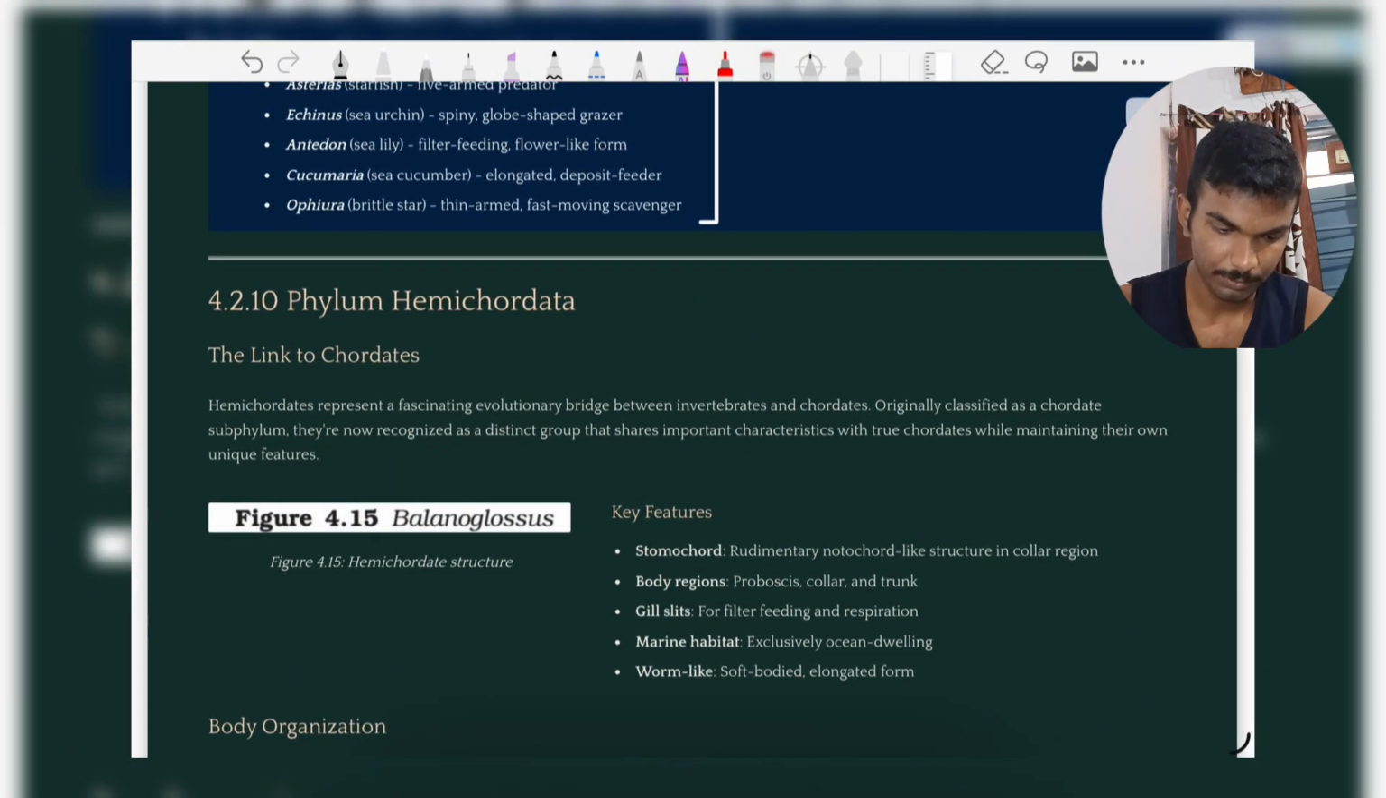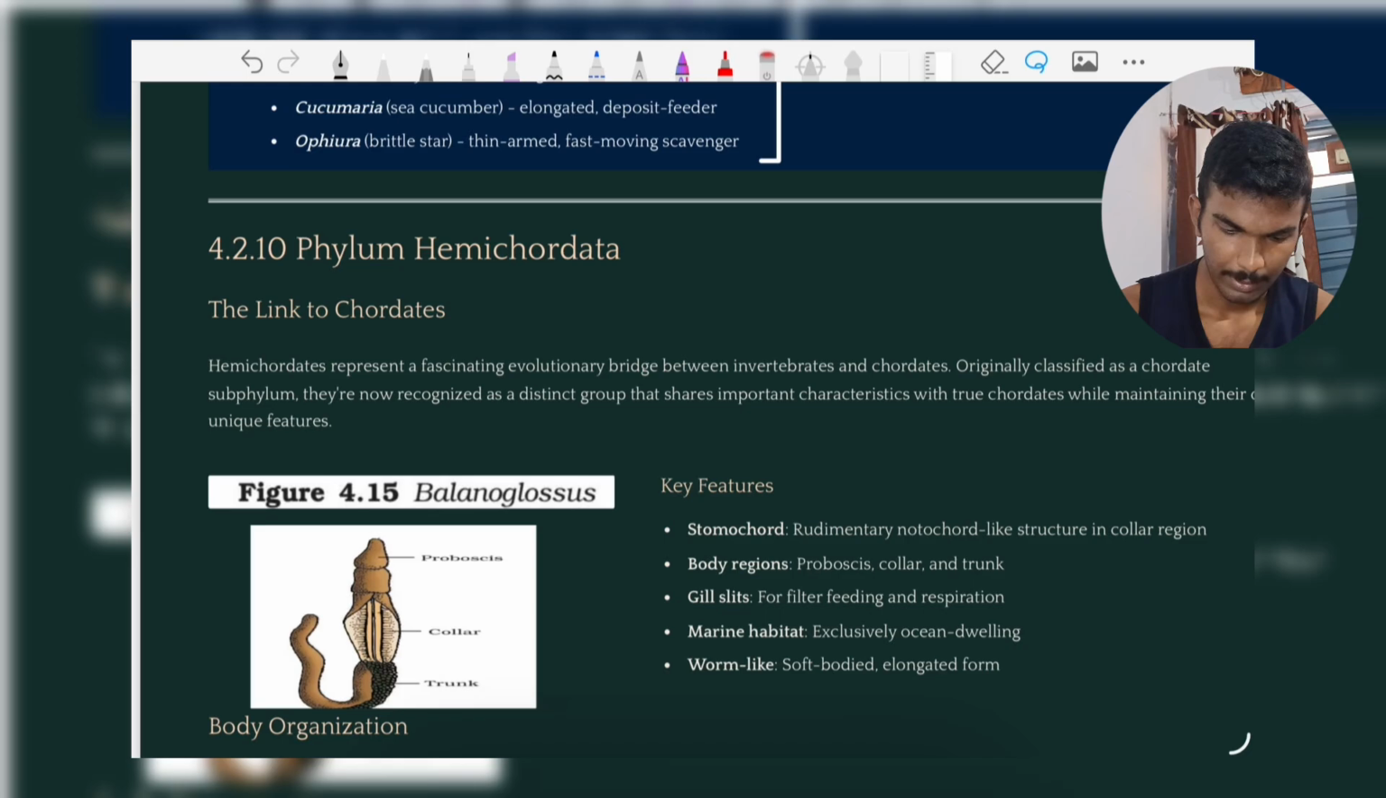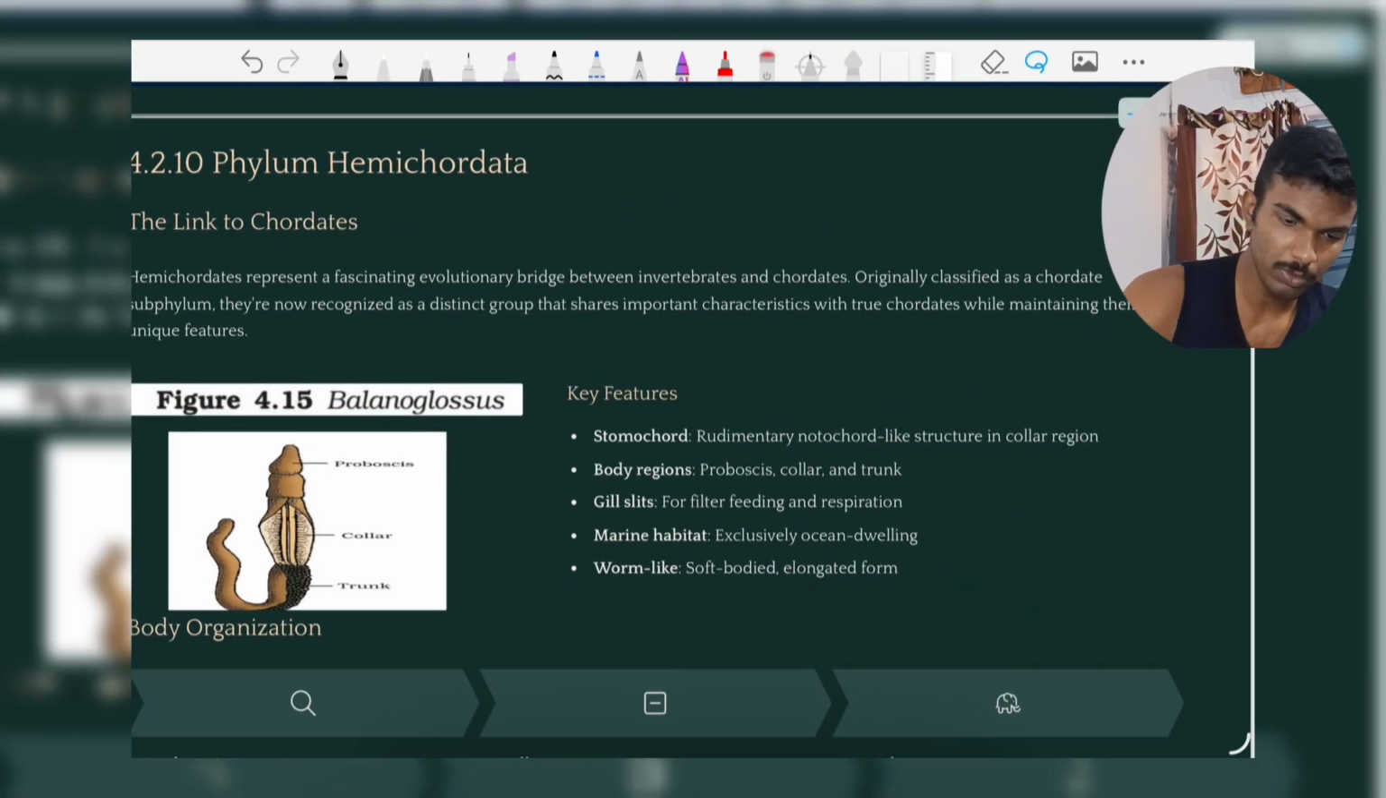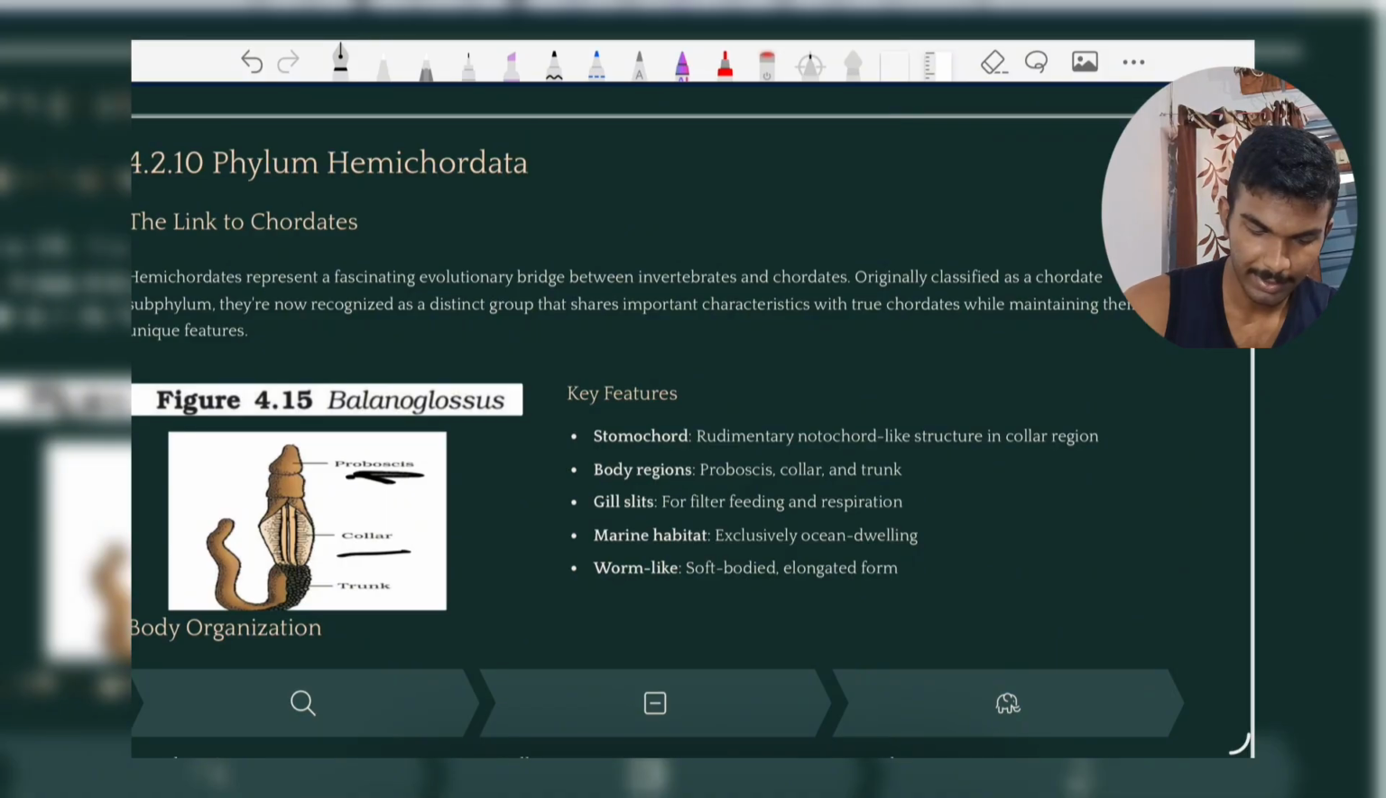Phylum Hemichordata. Here you can see this is the proboscis, this is the collar, and this is the trunk. This thing is the false notochord. Okay, this is called the stomochord.